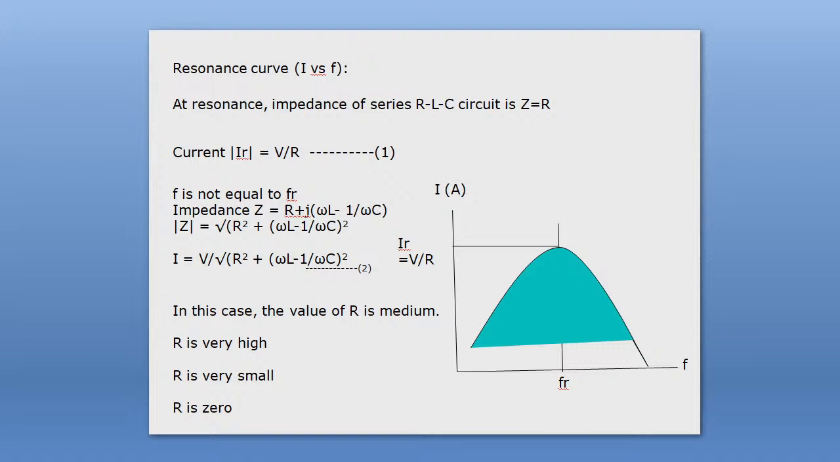The resonance curve is nothing but the variation of the circuit current with respect to the applied signal frequency, and it looks like a bell-shaped or symmetric curve. It has a maximum value at f equal to f_R, the resonant frequency. On either side of the resonant frequency, the current decreases.